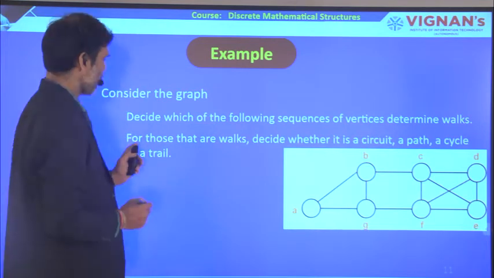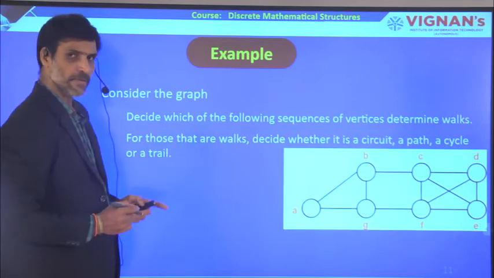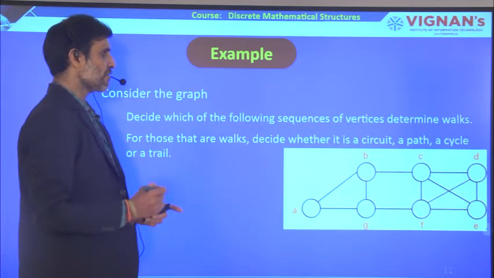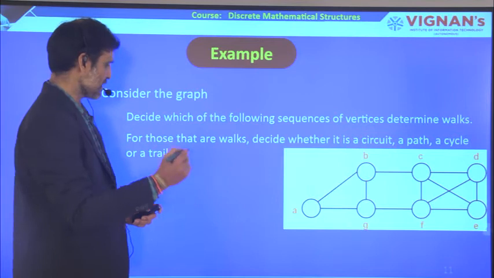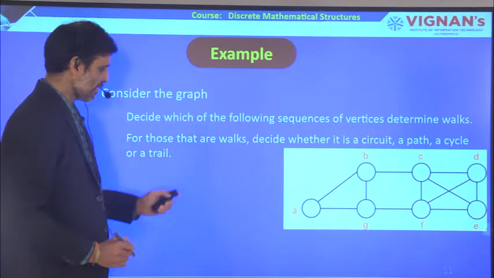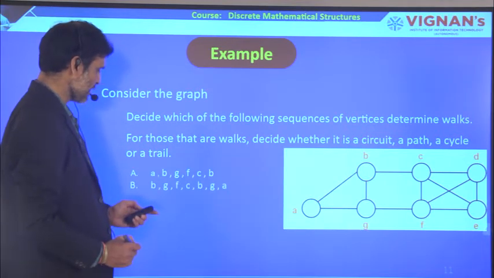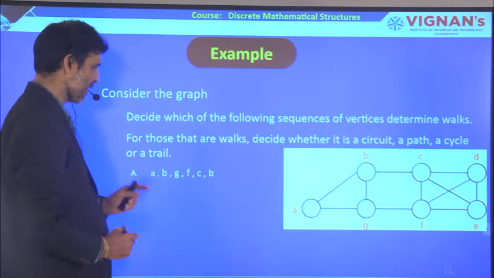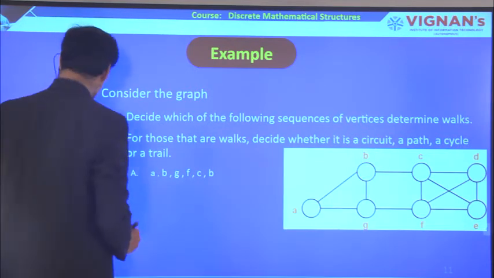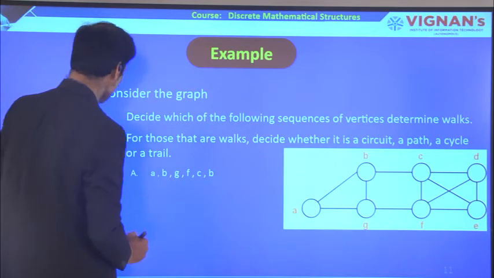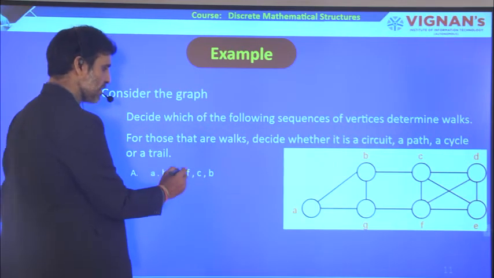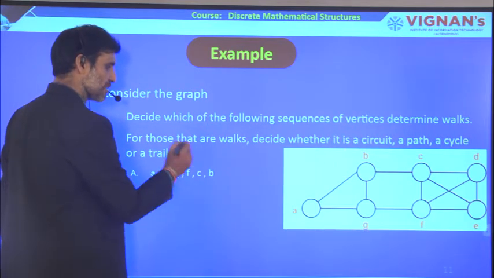That is the first thing. For those that are walks, decide whether it is a circuit, a path, a cycle or a trial. I have given a few walks here. Let us go quickly one by one. The first walk here is given as A to B, B to G, G to F, F to C and C to B.